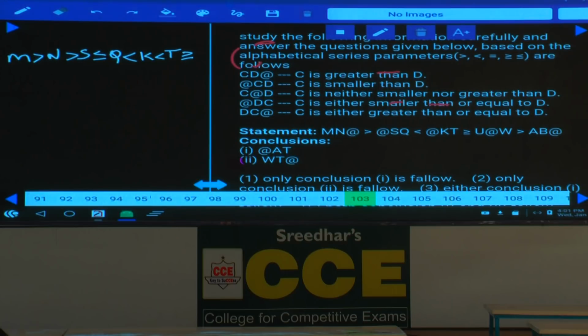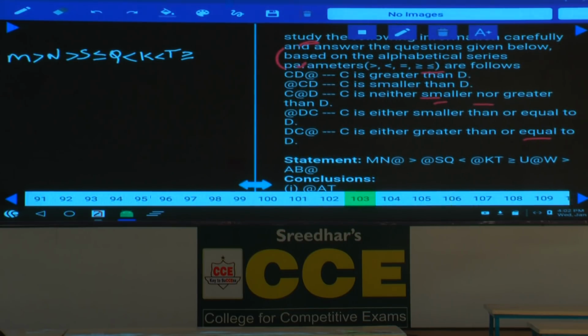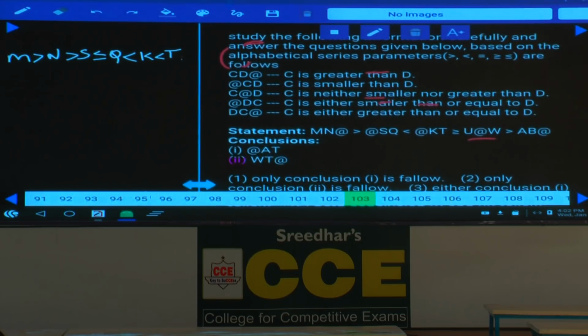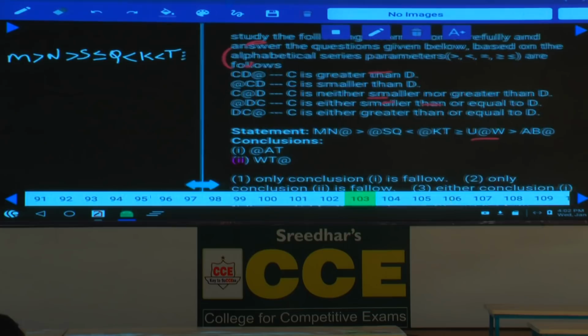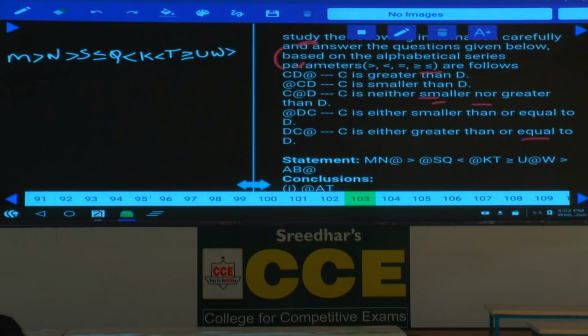Then what is the next information here? U at the rate of W. U at the rate of W, only one thing, neither smaller nor greater. That means it must be equal to. That means U and W are one and the same, isn't it? If U and W are one and the same, then what is the next one here? Greater than AB at the rate of.